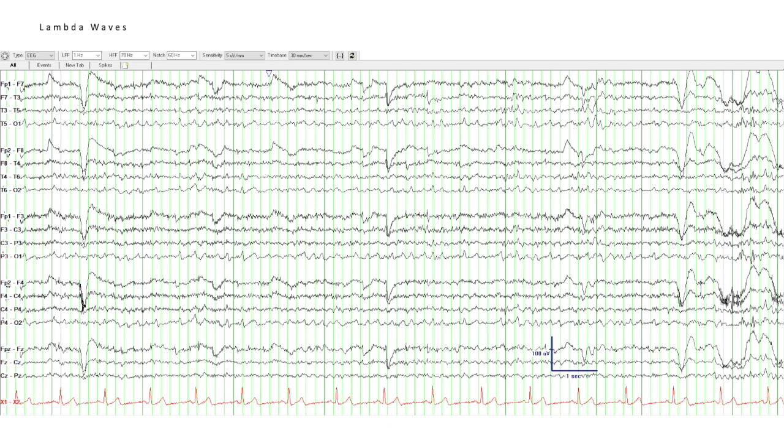Here's another example. Do you see the lambda waves? Again, this is a bit more subtle, but you see these kind of sharply contoured lambda-esque waveforms in the posterior regions. And you know the patient is awake because you see eye blink artifact.